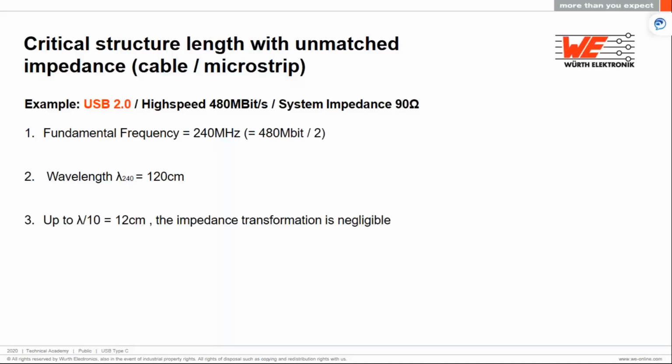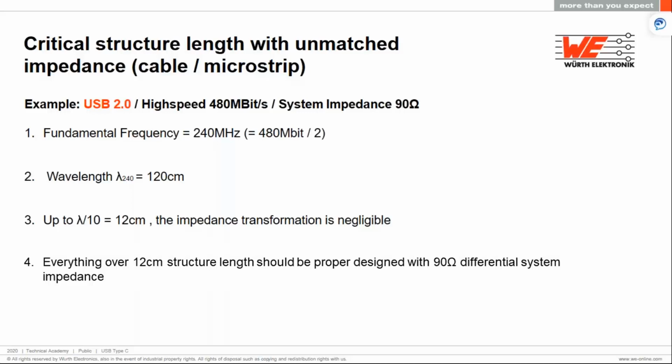So in this case, every structural length of PCB, cable and connector that is below 12 centimeters is usually not very critical for the data signal. And therefore, you can violate this requirement of 90 ohms very heavily in these cases. So when it comes to 2.0, it is not a hard and fast requirement to maintain the 90 ohms of impedance. Everything over 12 centimeters could be a problem. It must not always be that way, but it could create problems depending on the environment and the application.